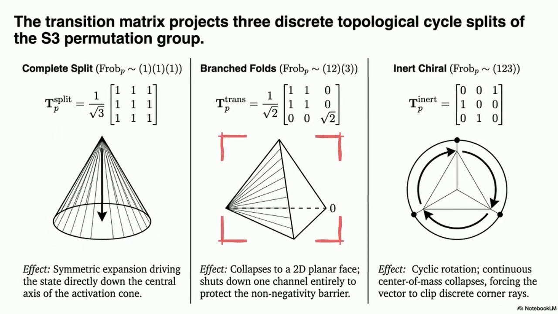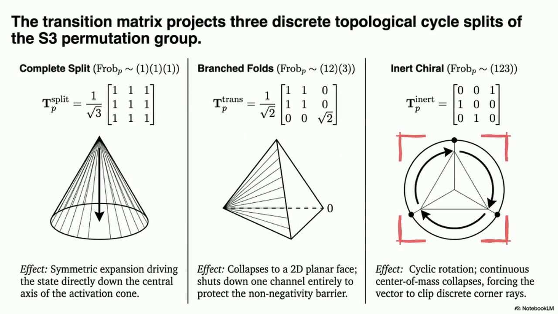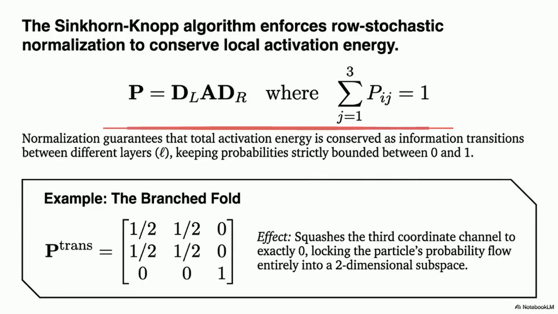The branched fold zeroes one channel, collapsing into a 2D face. The inert chiral state applies cyclic rotation, forcing the vector to clip discrete corner rays. To keep these geometric deformations stable, we apply the Sinkhorn-Knopp algorithm.